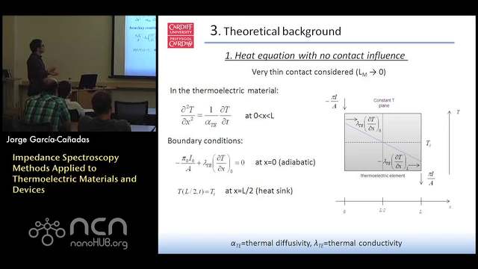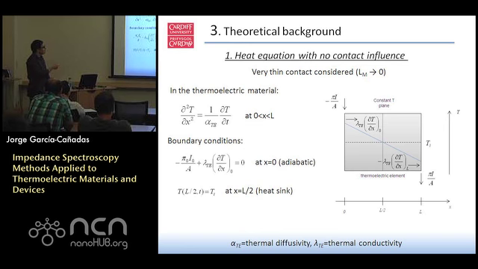So the heat balance equations in the thermoelectric material: we have heat absorption and heat conduction in the bulk from 0 to L. And for the two boundary conditions, at 0 we have the Peltier heat generated when you pass the current, and this Peltier heat only can diffuse and be absorbed towards the material. So these are the equations at 0, and we are using adiabatic conditions.